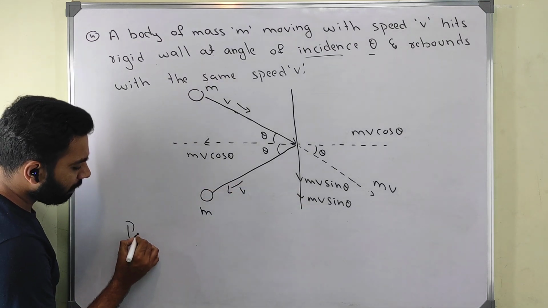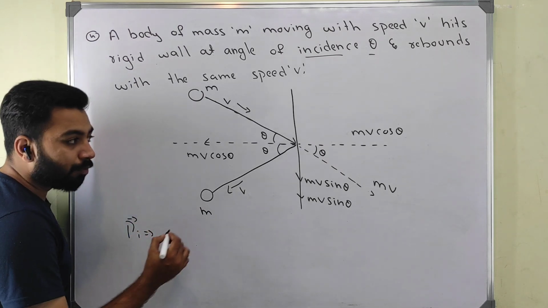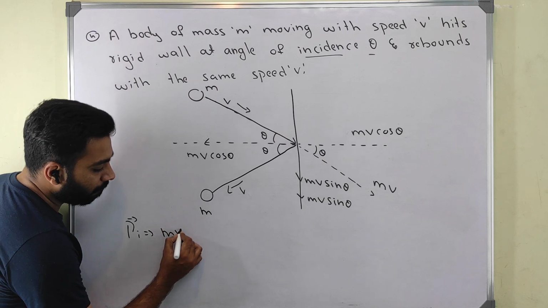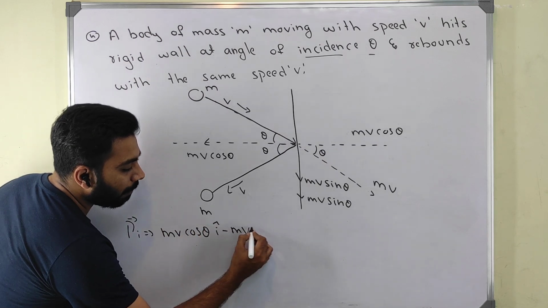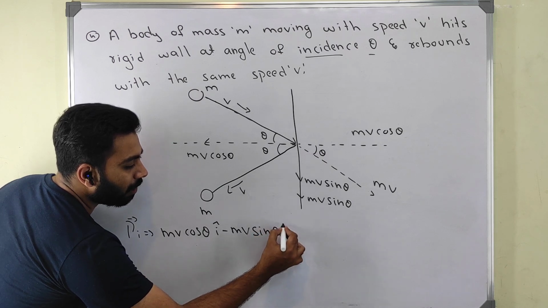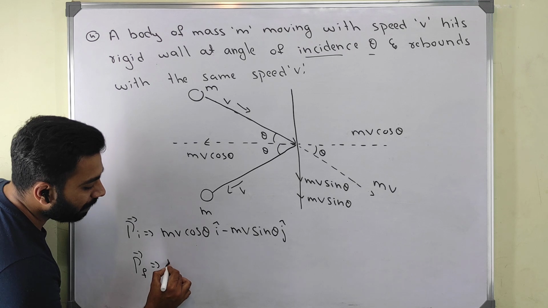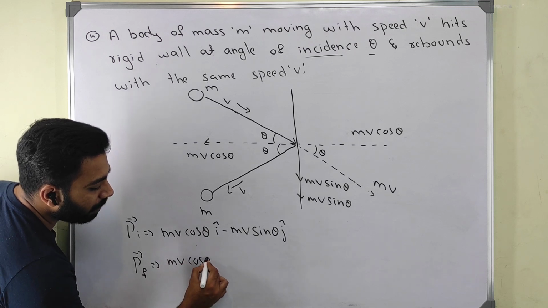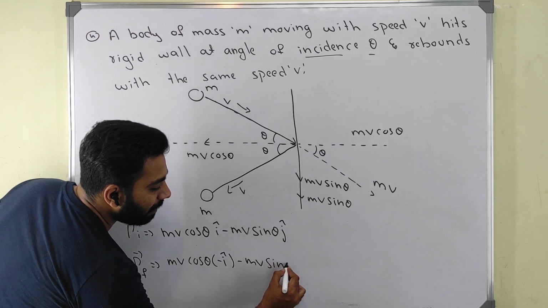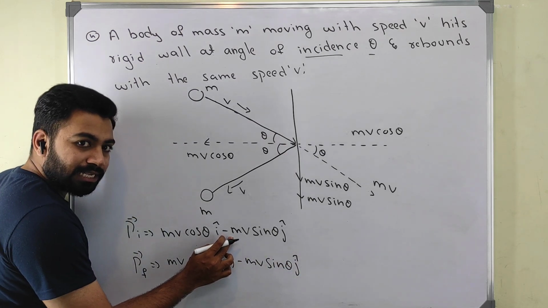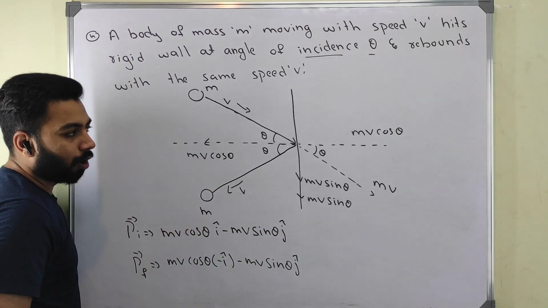So what is my initial momentum? Initial momentum is mv cos theta i cap minus mv sin theta j cap. And what is our final momentum? Final momentum is minus mv cos theta i cap minus mv sin theta j cap. Sir, how did the minus come here? Because this is the downside, so it will be minus i minus j. I wrote it here. Okay, fine.